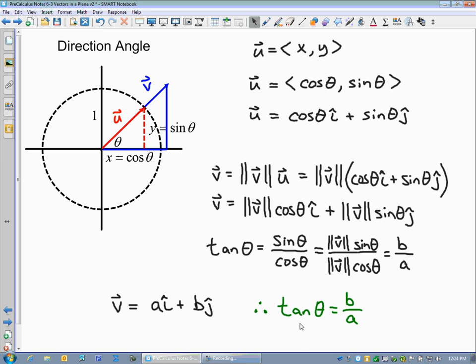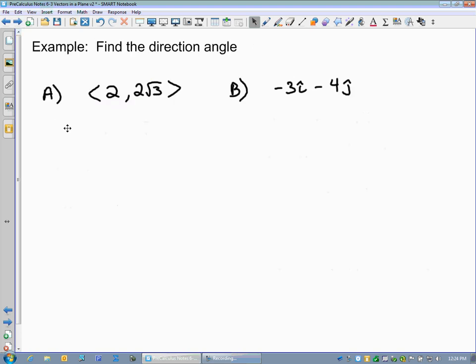Now, you still need, of course, to take the arctangent of both sides. That way you'll have theta equals the arctangent of b over a. But for that, we're going to use some examples. We'll see that with some numbers. And actually, let's do that right now. We want to find the direction angle for these two vectors.